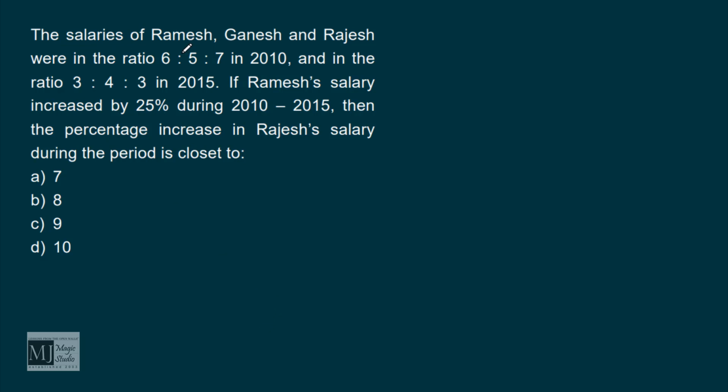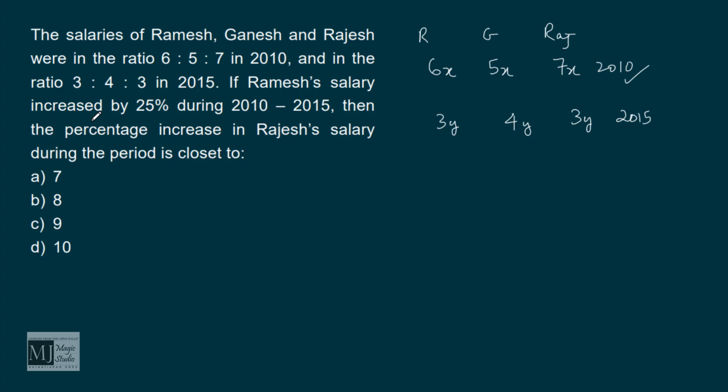The salaries of Ramesh, Ganesh and Rajesh were in the ratio of 6 is to 5 is to 7 in 2010. Okay, so that means salary would have been 6x, 5x, 7x. And in the ratio of 3 is to 4 is to 3 in 2015. So since the ratio has changed, let me have this as 3y, 4y and 3y.